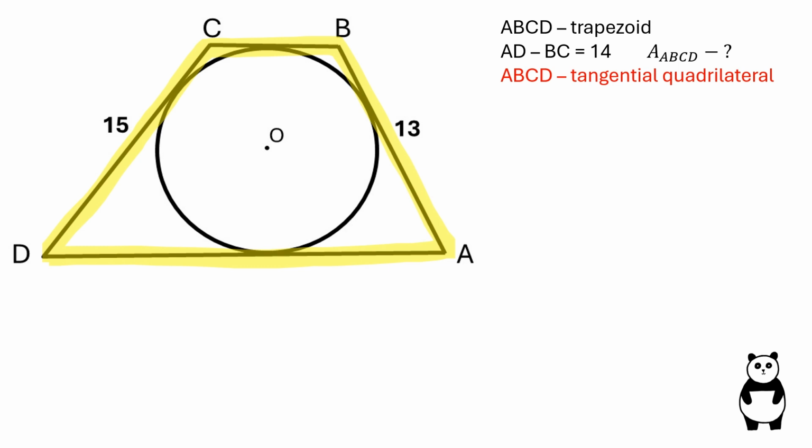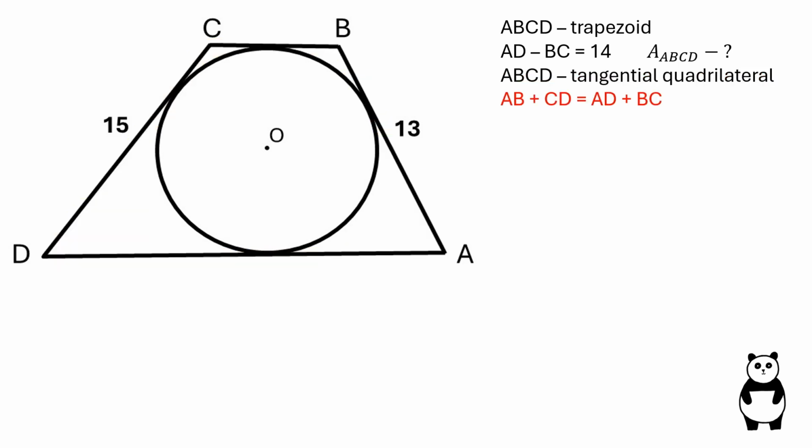Since ABCD is a tangential quadrilateral, by the Pitot theorem, the sums of lengths of its two opposite sides are equal. AB plus CD is equal to AD plus BC and equal to 28.